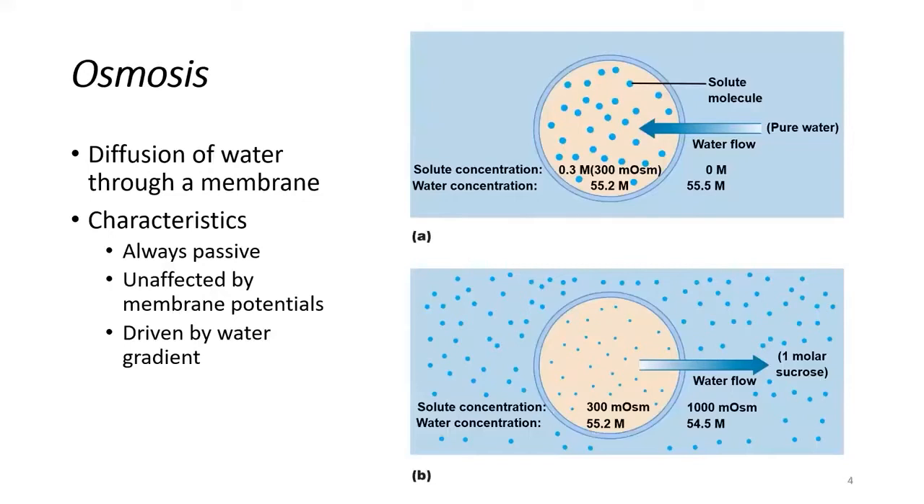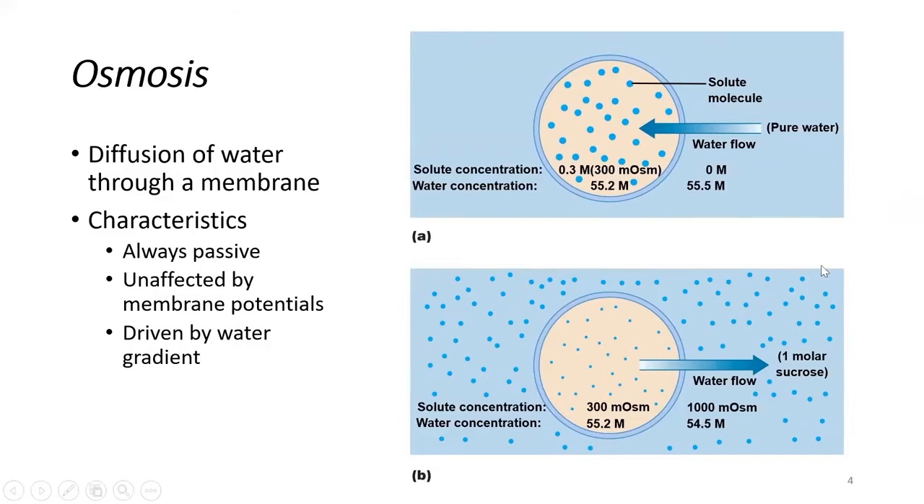So when we speak about osmosis, this is the movement of water through a permeable membrane. It's always passive, and it's unaffected by the membrane potential. Whereas we saw, for example, solutes like sodium and potassium being influenced by the separation of charge in the membrane, here we don't see that. Water is not affected by the electrical driving force. It's always according to its gradient, from a high concentration of water to a low concentration of water. And we can see that illustrated up here.